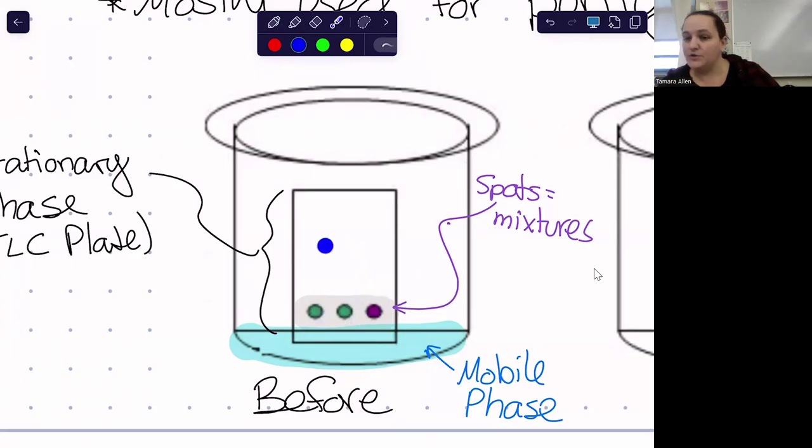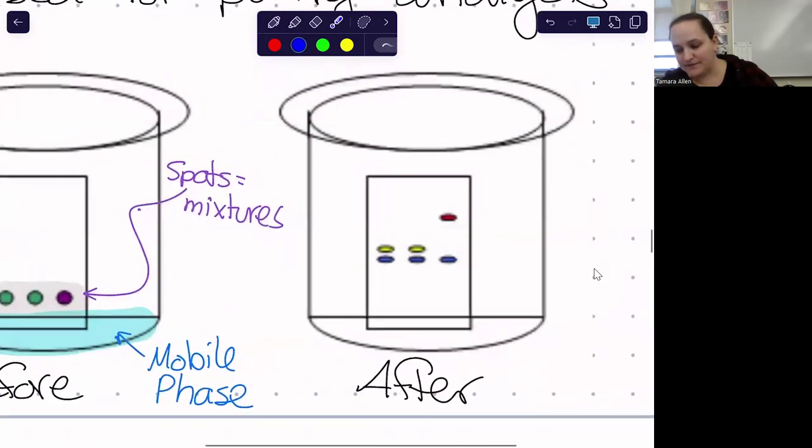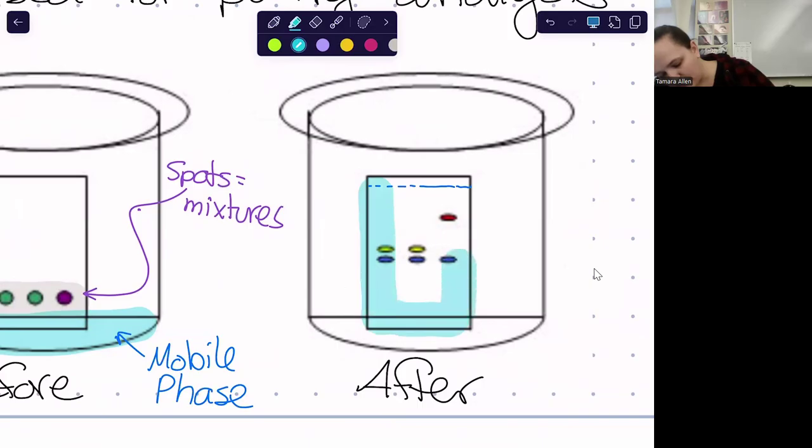The plate is going to start to absorb that liquid, and that mobile phase is going to carry these mixtures along with it to different extents. So after some amount of time has passed, our mobile phase will have absorbed up to near the top. So this is all wet now. We still have some liquid down the bottom as well, but our plate is all wet. And we can see that our mixtures have separated out.